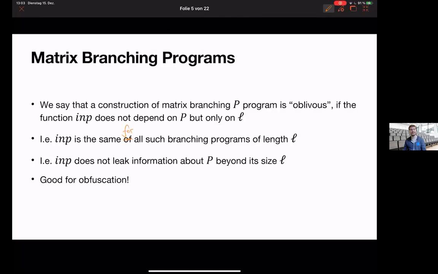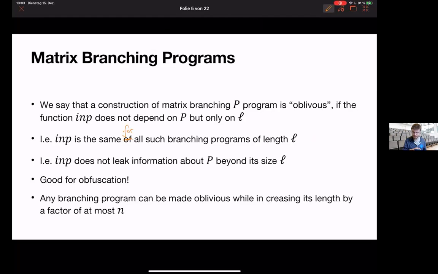Recall, the size of a program is something that an obfuscator can't hide. Then this is great for us, right? One thing less to worry about. We don't have to worry about this imp function, which essentially specifies the order in which we read the input, that this could leak something. So we really only have to look at the matrices when we obfuscate.